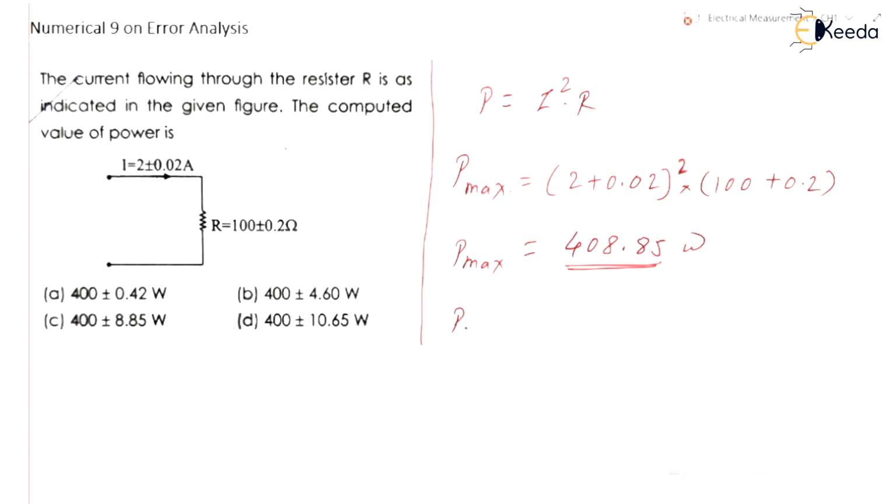Similarly, can we find the minimum value of power? Yes, when current is minimum, resistor is also minimum. So we can write it as 2 minus 0.02. Current minimum value is 2 minus 0.02, into resistor minimum value, 100 minus 0.2. So can we write it is equal to 2 minus 0.02 squared into 100 minus 0.2. So it is 391.25.